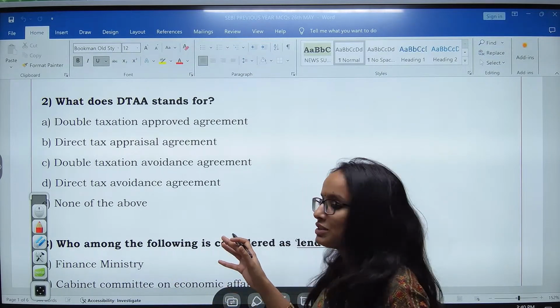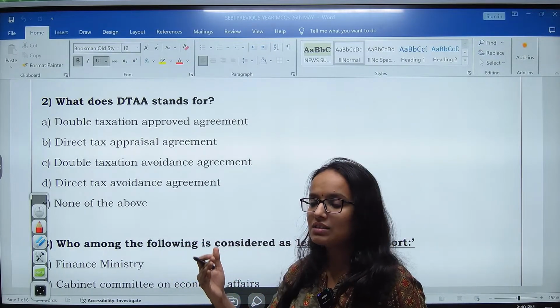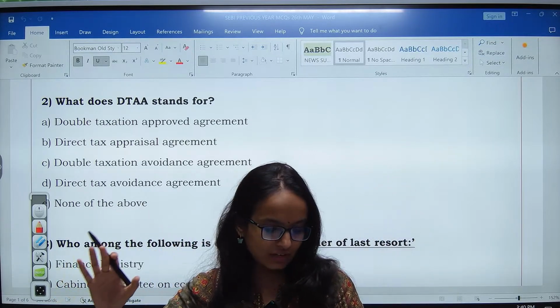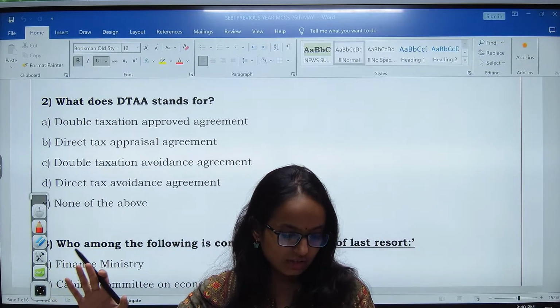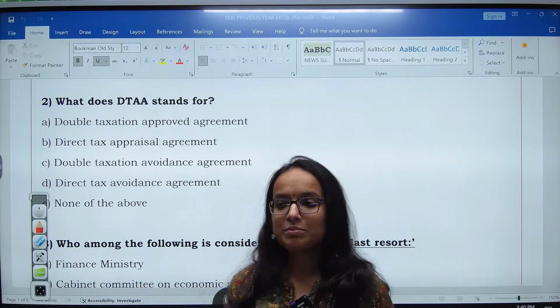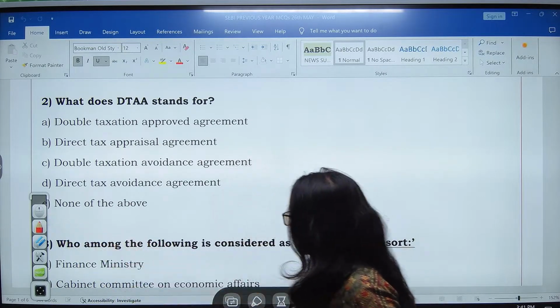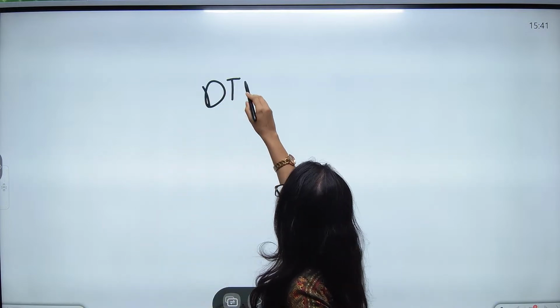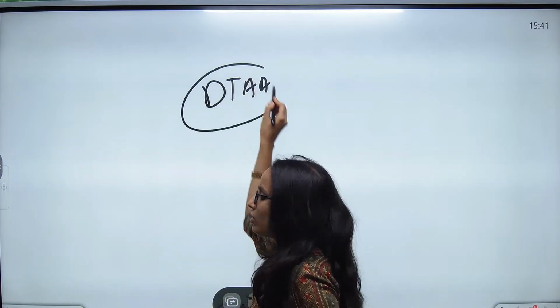So this is basically a kind of tax avoidance agreement. Let me explain it to you, and all your doubts will get cleared. Okay, so now let me explain. What is a double taxation avoidance agreement? So here you have DTAA.